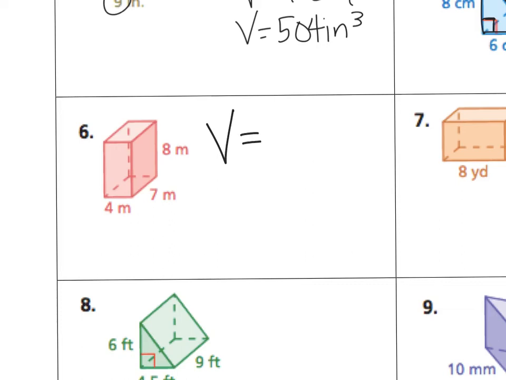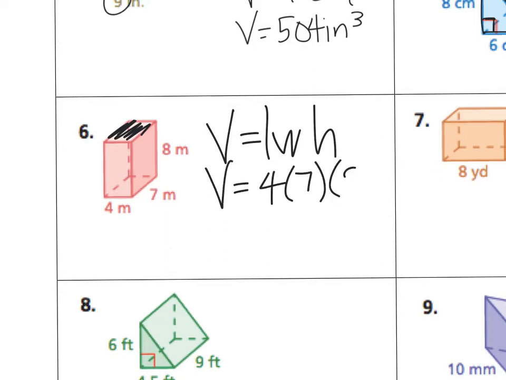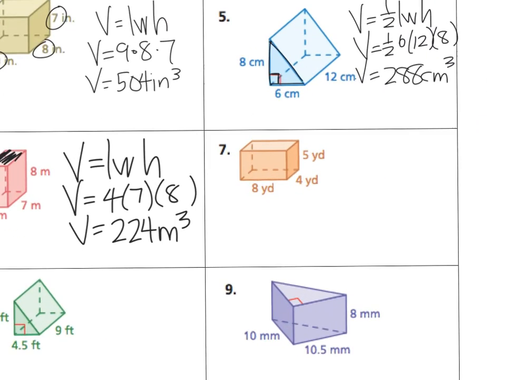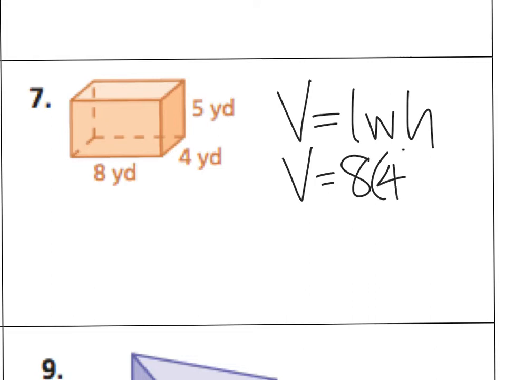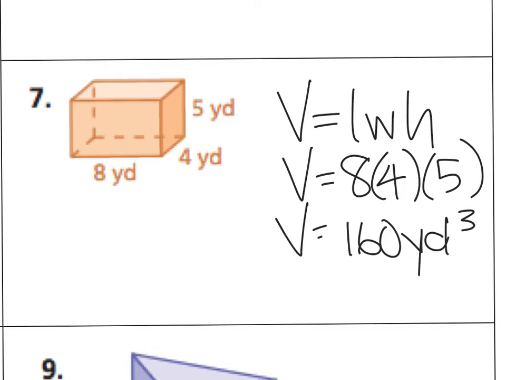So the next one is a rectangle. I can see it. Base is a rectangle, so it's LWH, and it's going to give me 4 times 7 times 8. So in my calculator, I get 224 meters cubed. Everything is cubed. I have another rectangle, LWH, so this is 8 times 4 times 5. So when I multiply those, I get 160 yards cubed.